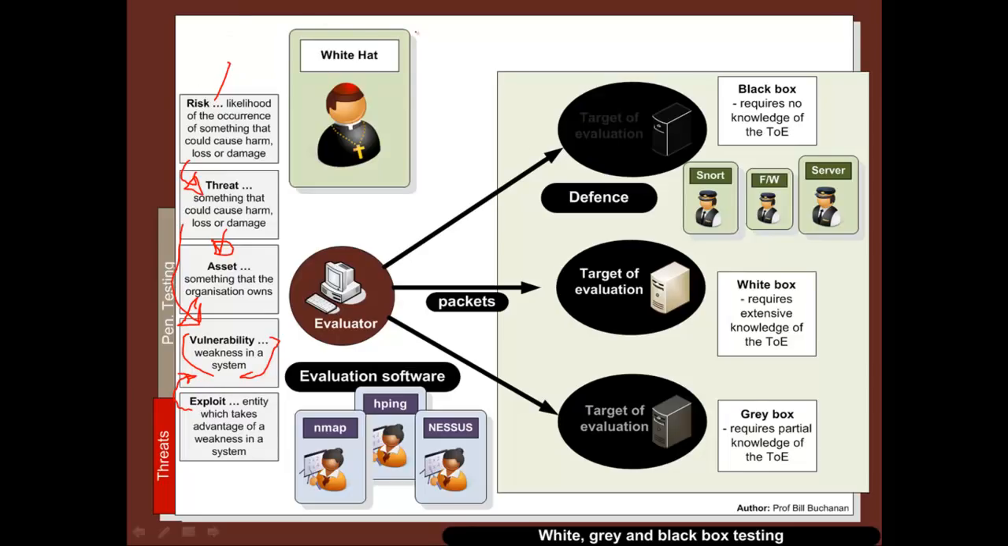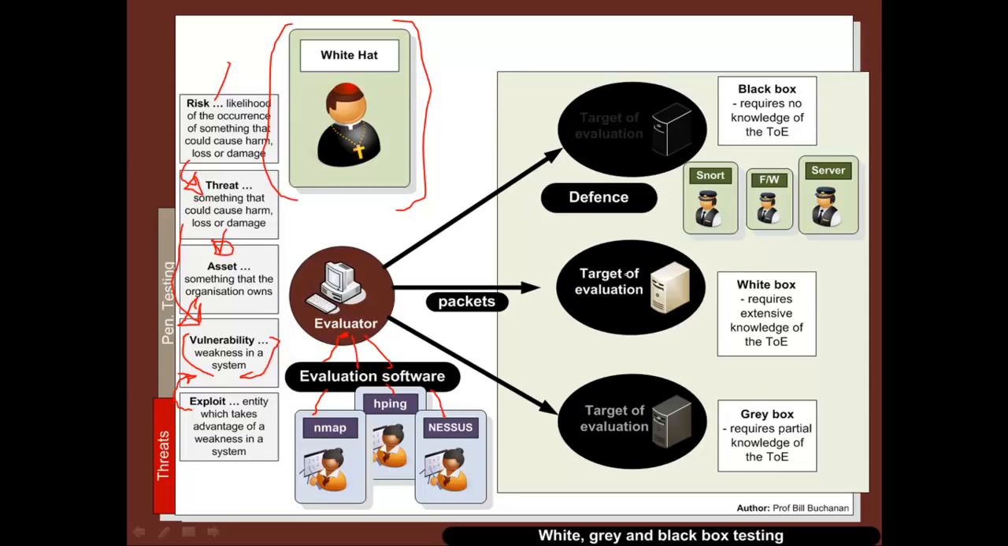So what we have in terms of ethical hacking is that we have the white hat who will then do an evaluation of the security of the system. To do this, they typically use an evaluator from outside and then some form of evaluation software. So as we'll see, this could include Nmap, hping, Nessus, and so on. These are automated vulnerability assessment tools.